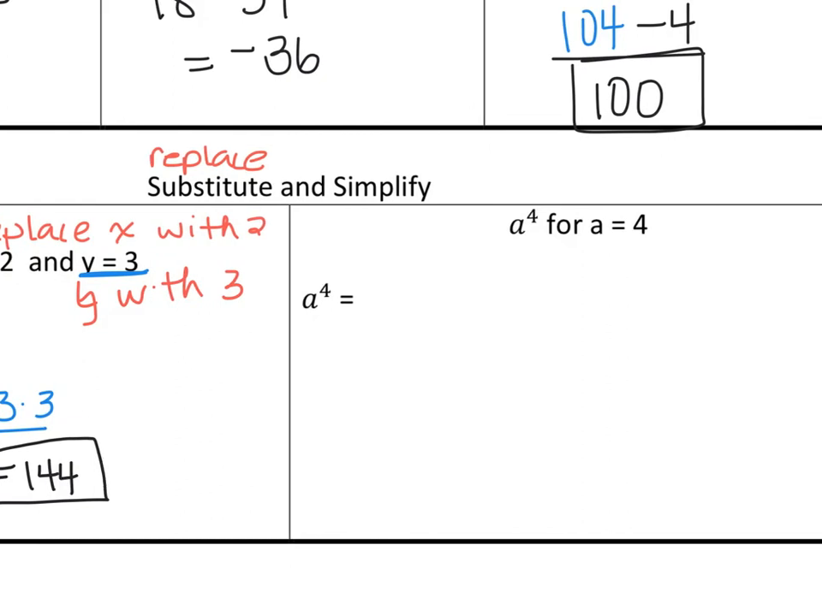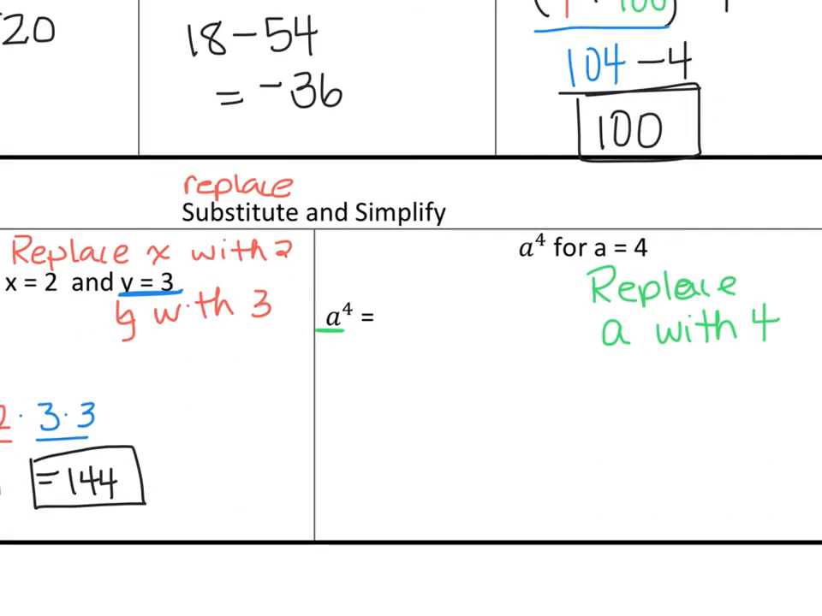So we are going to replace the letter A with the number 4. So I'm going to take out the letter A, and I'm going to replace that with the number 4. So I will have 4, and our exponent does not change. So how many 4s do I need? I need 4 times 4 times 4 times 4.